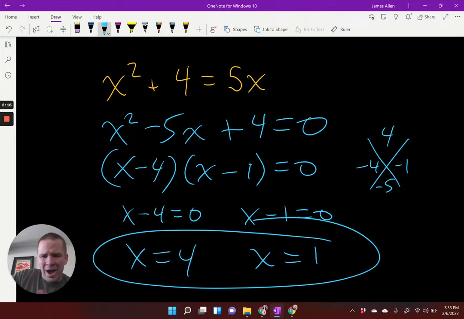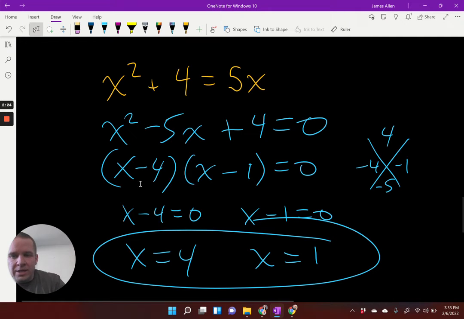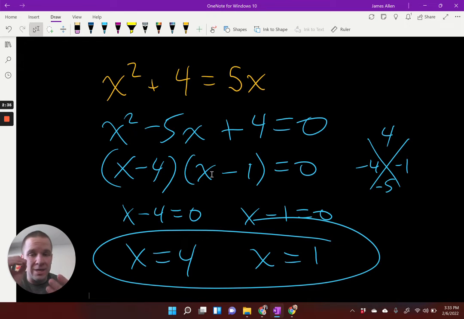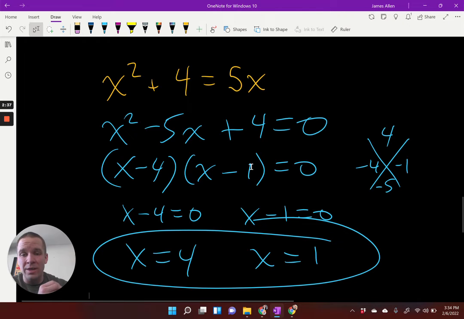Question. Why does setting this equal to 0 and setting each individual factor equal to 0 work? I just know what I'm told, right? Well, if I were to plug in 4 here, I'd get 0 in this part of the equation, and this one over here is 3. But 0 times anything, whether it's 3, 4, 5, 7, 8, who cares? 0 times anything is going to be 0. So as long as I get one of these two factors to equal 0, the whole thing is going to equal 0. So if I plugged 1 in right here, I get 0. Over here, I get -3, but who cares because 0 times anything is 0.